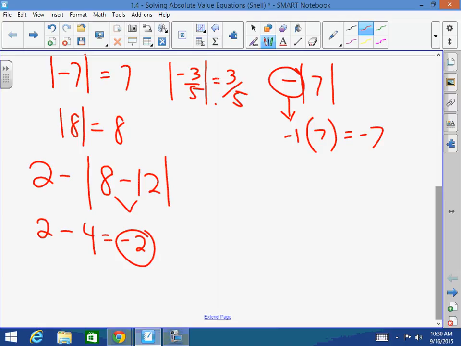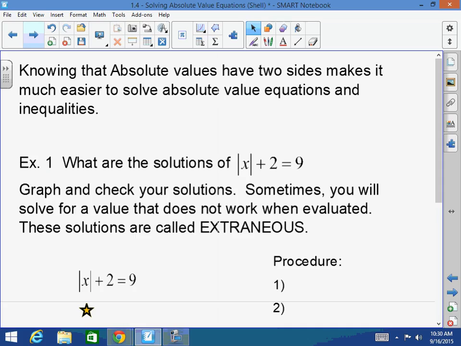Okay? But today I want to talk about solving equations. But I like to always start out with the definition of absolute value, so you can understand that there is a positive possibility and a negative possibility for absolute value equations. So knowing that absolute value has two sides makes it much easier to solve absolute value equations and inequalities. We're going to talk about inequalities later on.